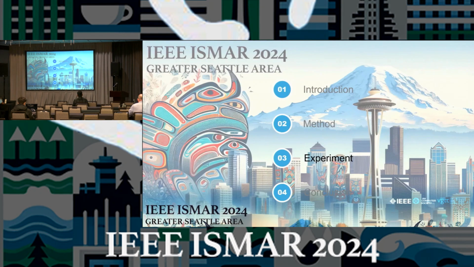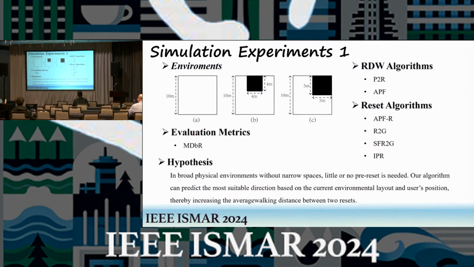Now we move to the experiments part. We configure live user and simulation experiments to fully evaluate the performance of IPR. In simulation experiment 1, the physical environment groups are illustrated in A, B, C. Among three layouts, A and C don't need pre-reset at all. However, in B, pre-reset can be used based on the user's walking direction to avoid narrow areas in the upper left and upper right corners.